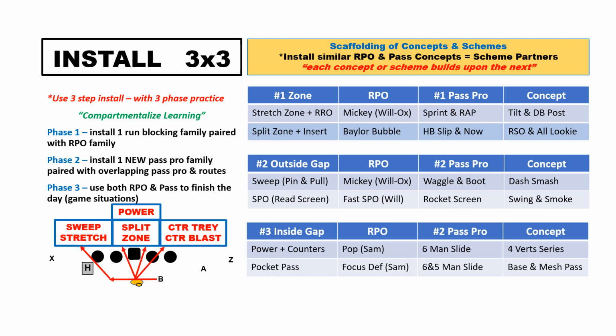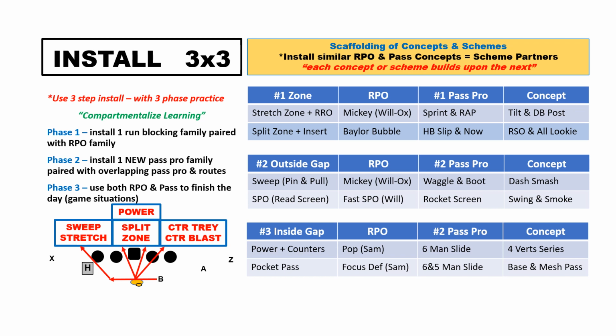You can see, as we mentioned, we'll start with our zone, we'll go to our RPO game, but then we have natural pass partners where we'll use the same blocking scheme with the O-line, but it just becomes pass game. Number 2, then we go to our outside gap. Again, we're going sweep, pin, and pull, but there's the overlearning, same RPO route as stretch zone, and now we'll go into our waggle and bootlegs for our natural pass partner. Last then is inside gap, and we'll go with our power and our counters. Now we start to do second-level RPOs against the sandbacker, but we'll get into our 4 verticals and our base pass and mesh pass.